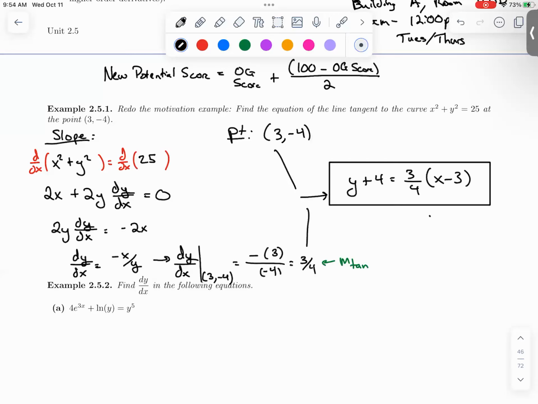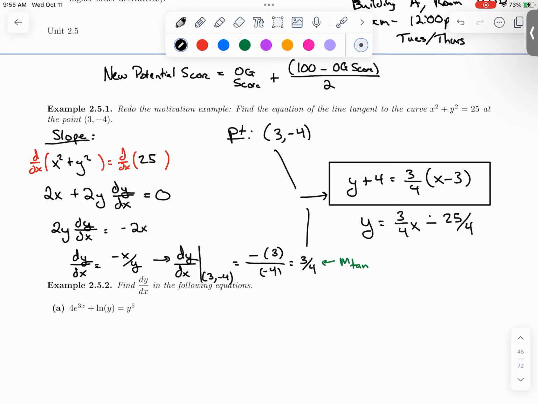Unless there's any questions on this, and thank you guys for asking excellent questions on this stuff. This thing is not intuitive by any means. Yes, did you write that as y equals this? Sure. It would be y equals 3/4 x minus 9/4 minus 16/4, so minus 25/4, like that.